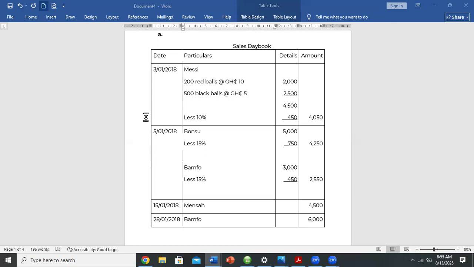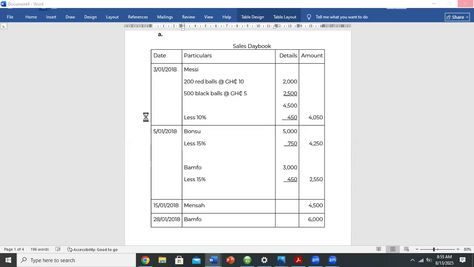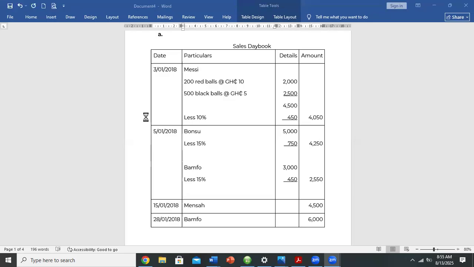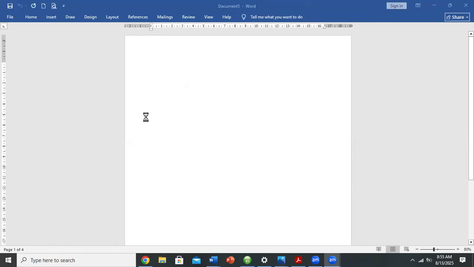Okay, Josephine. Sir, please, when you give this work to us, are we going to draw all the day books in the book? Exactly, you'd have to do it. Yes, you'd have to do it.